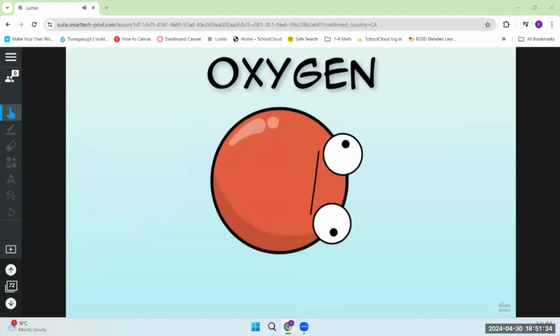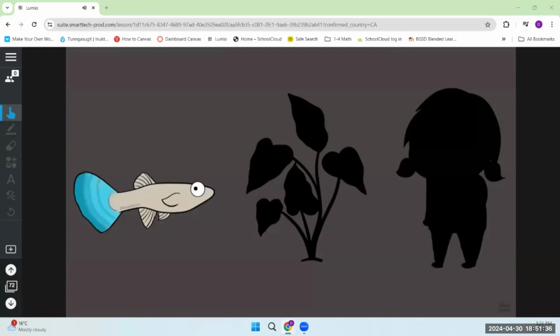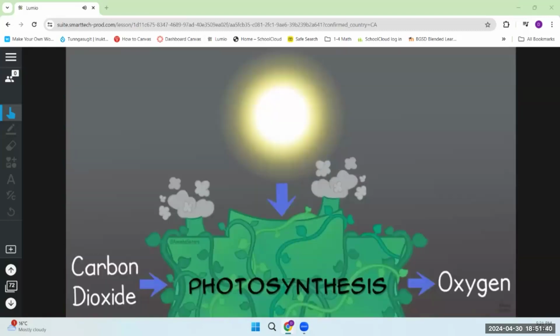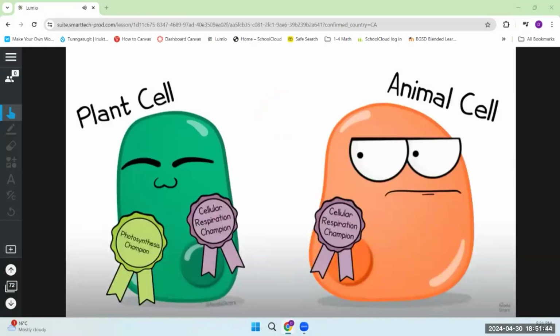Oxygen is a really big deal. So many organisms, from fish to plants to humans, need oxygen. And yes, even though plants make oxygen in photosynthesis, they still perform cellular respiration, and therefore plants still need oxygen themselves. There's often a misconception that plants don't need oxygen. That's just not true.